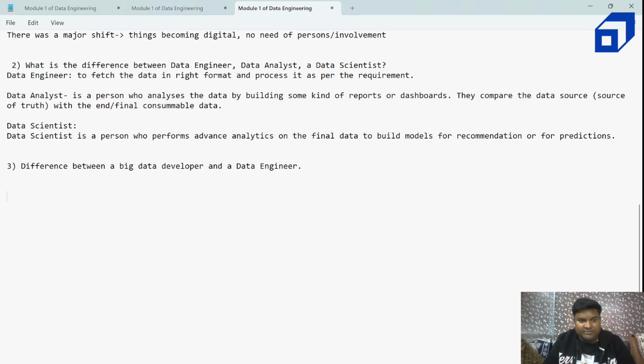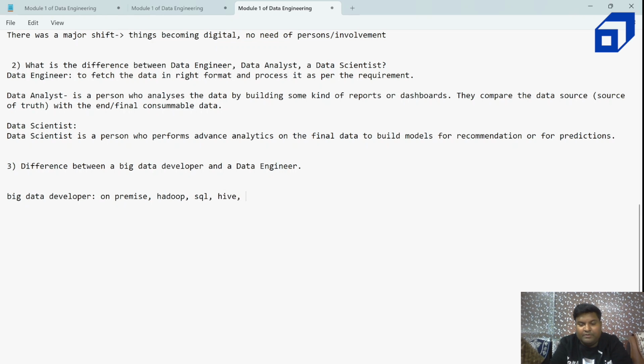So if I talk about big data developer, since this kind of job roles existed across 90s to 2005 or 6, we can say big data developers usually worked on on-premise. I'll explain on-premise in, I think, module 2. So big data developers usually work on on-premise Hadoop, SQL, Hive, MapReduce, etc. But again, the job evolved with a lot more new technologies such as Apache Spark. They worked on Scoop, etc. But there were more of those skills back then which helped a person to become a big data developer.